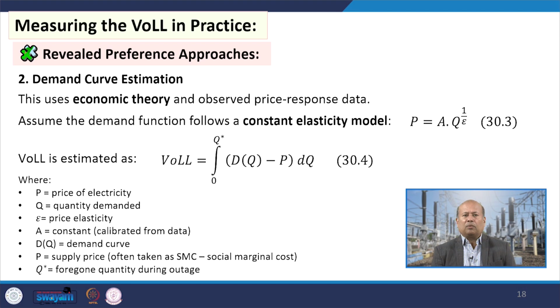Just let me understand what price elasticity means. By increase in cost of electricity, you reduce your consumption, and vice versa. By reduction in the cost of electricity, you start consuming more. So, if you start consuming more when the electricity is cheaper, then you are more elastic towards the electricity price. And A is a constant, dQ is demand curve, P is the supply price, and Q is foregone quantity during outages.